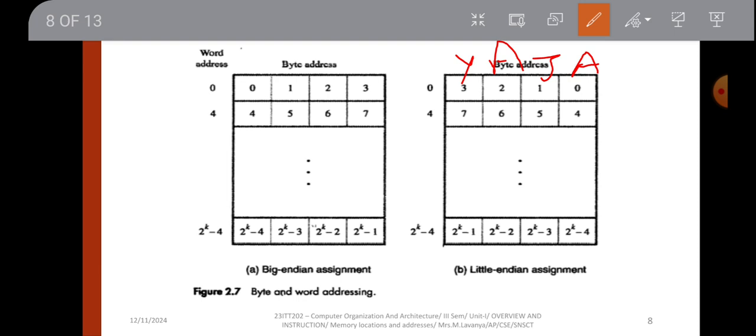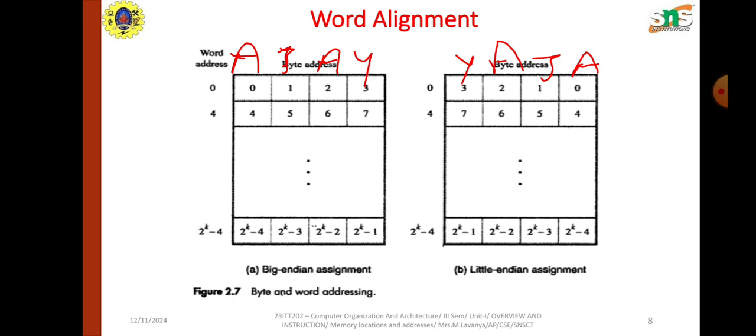And for big endian, as I have said earlier, it is from left to right. Okay, these are the two types of assignment, big endian and little endian. Let us see about memory operations.